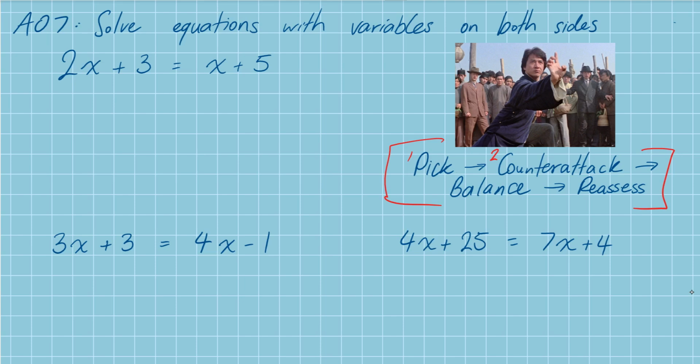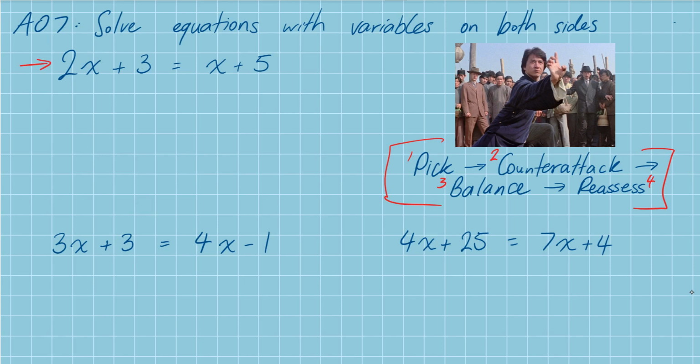Kung Fu is all about balance, so whatever we do to one side, we have to do to the other side as well. And then once we have maintained that balance, we then reassess. We rewrite the equation to make sure that we know what's going on next, who we're going to deal with next. So let's attempt it with this.